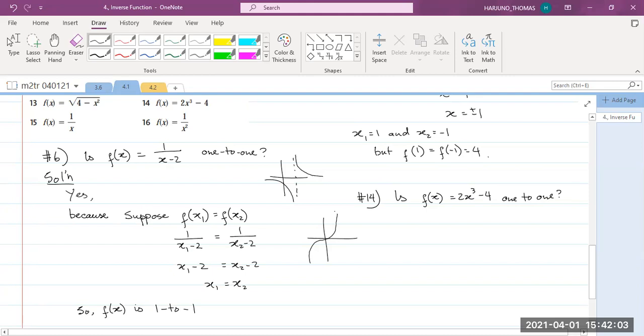Okay, 2x cubed basically stretches that vertically by a factor of 2, and subtracting 4 means you lower the function 4 units down. So the graph becomes approximately something that looks like this. But it is still one-to-one. You see, if I draw any horizontal line, it will intersect the graph at most one point. So we feel that it is one-to-one, right? Again, feeling is not a good guide, just like a graph may be deceiving.